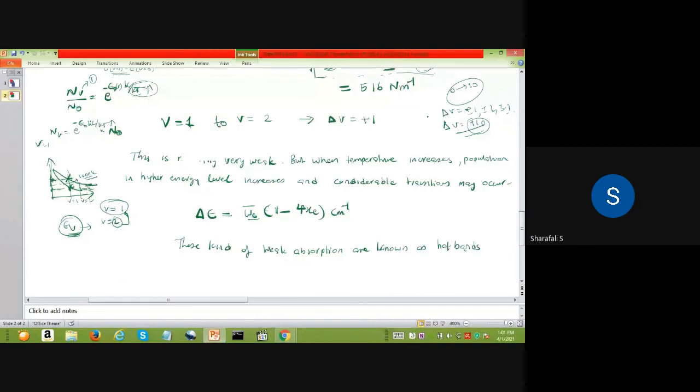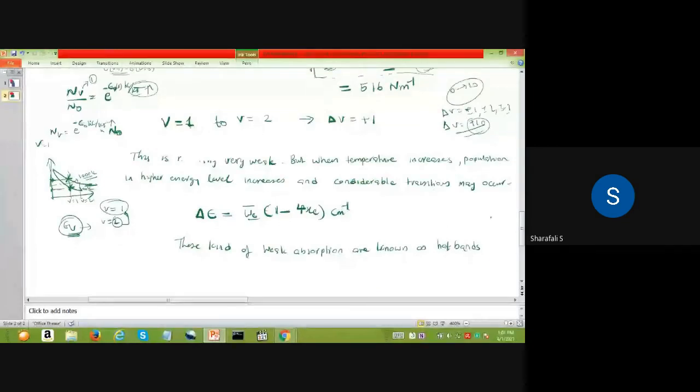Anyway, the molecule will try to come to the ground state in all cases. So only if you provide enough energy will it go to the higher energy levels. And if the temperature is high enough, you can have molecules in the excited state energy level. Then transitions from 1 to 2, 1 to 3, or 2 to 3, 2 to 4, etc. are also possible. Such transitions are called hot bands.